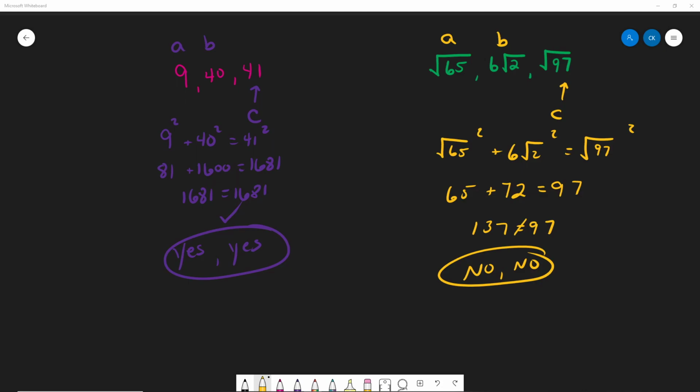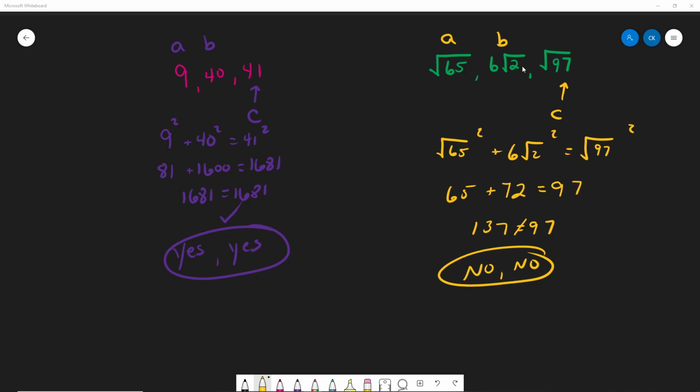So here are the answers for the two problems. For the first one, again, 41 is my hypotenuse. So 9 and 40 are my A and my B. 41 is my C. I plug it all in. 9 squared is 81. 40 squared is 1600. 41 squared is 1681. 81 plus 1600 does give me 1681. Both sides are the same, so that is a right triangle. And I know that this is a Pythagorean triple because if I look back at my numbers, all three of these numbers are whole counting numbers. So this is yes to a right triangle and yes to a Pythagorean triple.